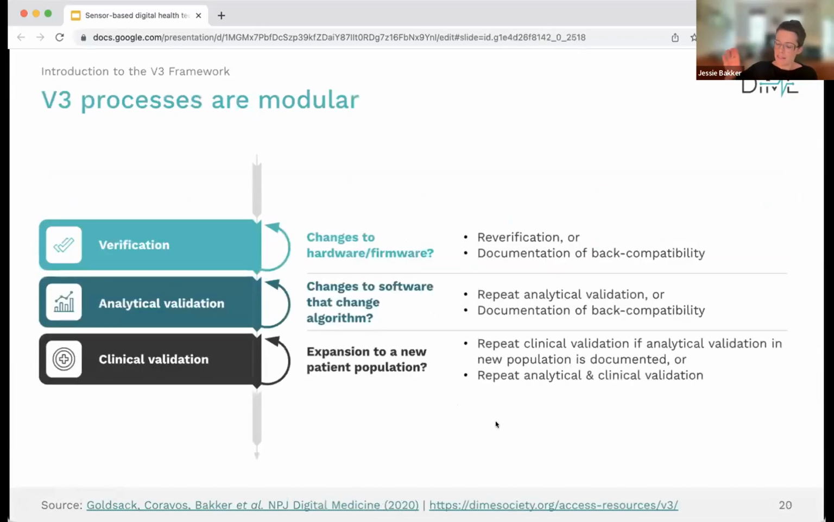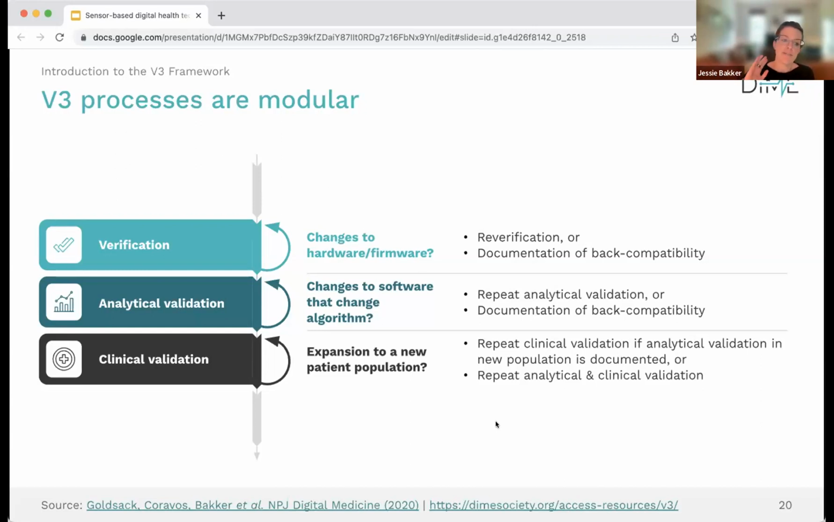So the 3 processes that I've just walked through are modular, so they can be thought of as separate components. So for example, if there is a change to the hardware or the firmware of a digital measurement tool which impacts the sensors, there would be a need at that point to go back and redo the verification process. But having done that, assuming your verification study meets whatever pre-specified performance criteria you laid out in advance, there would be no need to then progress further and redo all of the analytical validation studies.